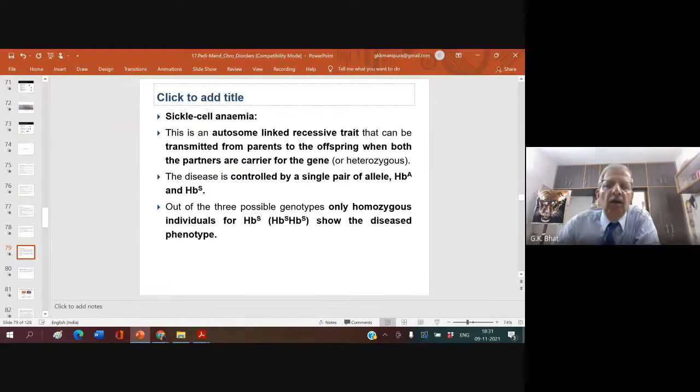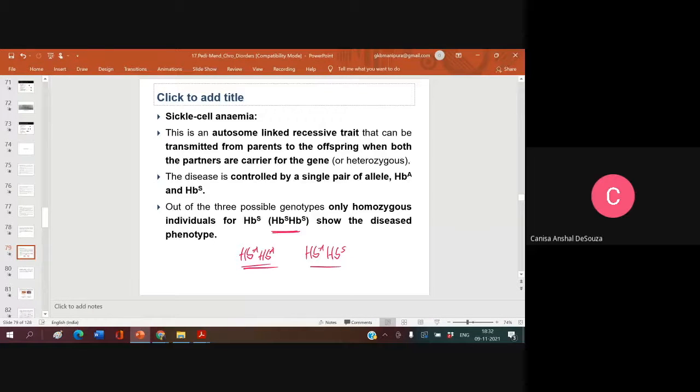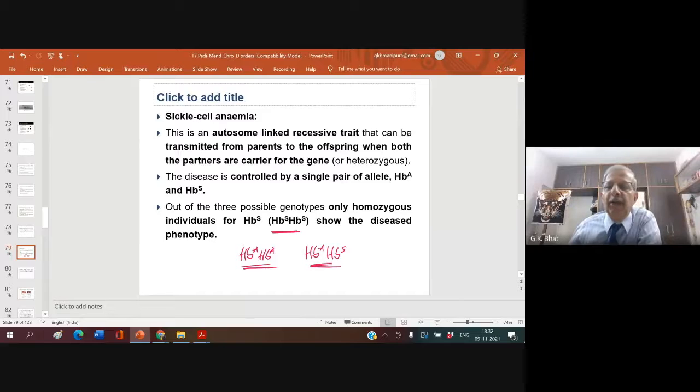Have you studied sickle cell anemia? Sickle cell anemia affected individuals have HbS alleles. What is this HbA? These are normal individuals. What are these individuals with HbA and HbS? Carrier, heterozygous. This is normal, this is heterozygous, and this is an affected individual.